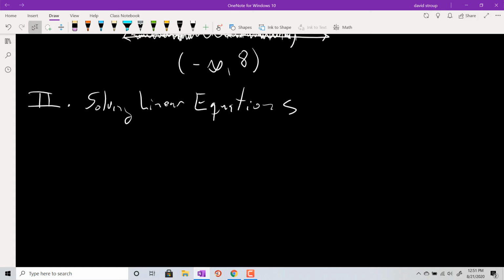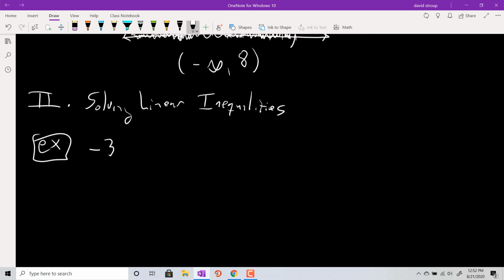Okay, so this is almost exactly the same as solving linear equations, not inequalities, right? We already did linear equations. Linear inequalities are not that much different. There's just that one exception, right?